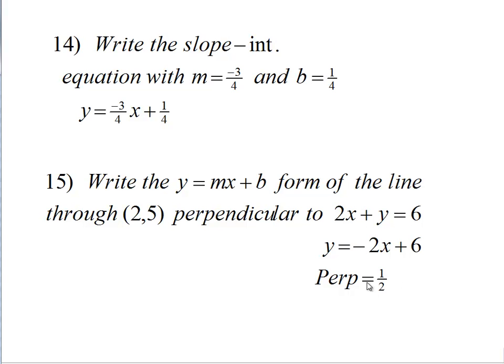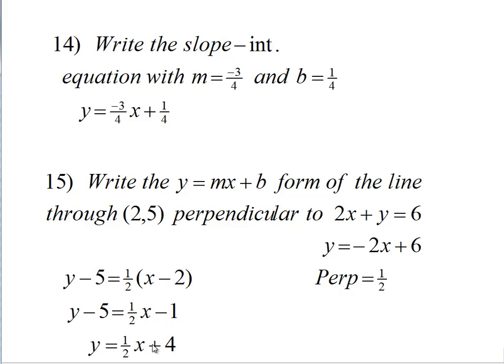So now I have a slope, I have a point. Go back to my point-slope formula. Y minus 5, my slope 1/2, x minus the x number 2. So y minus the y number, then the slope, x minus the x number. I'm going to distribute these because this will cancel out fairly nicely. So it's y minus 5 equals 1/2 x minus 1. Add 5 to both sides, so it's 1/2 x plus 4.